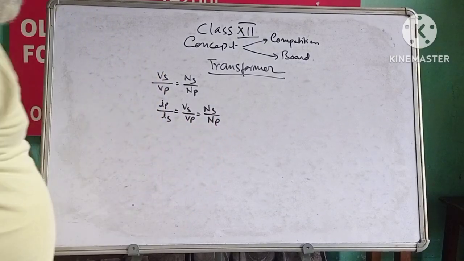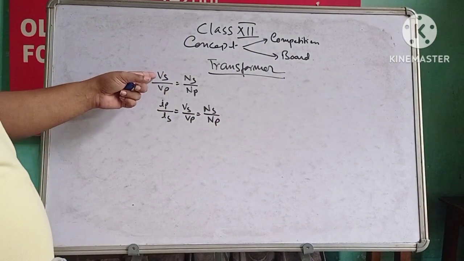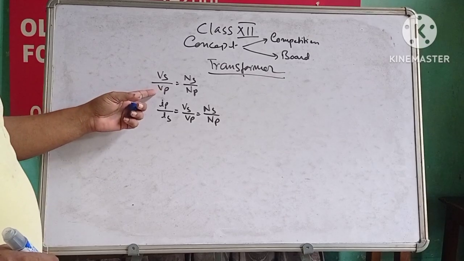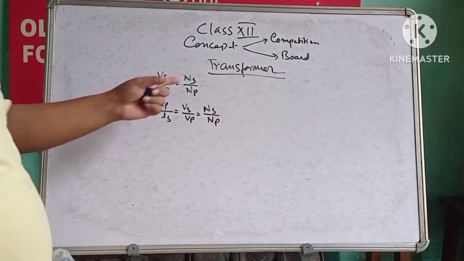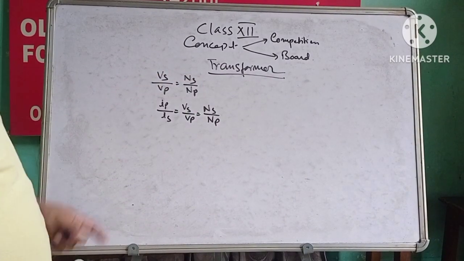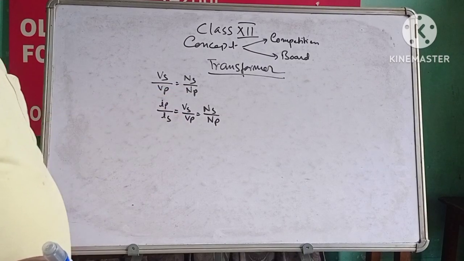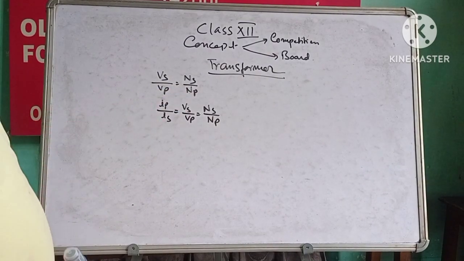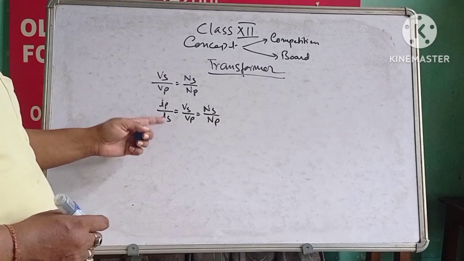So let me clarify it. Vs is the potential on the secondary coil and Vp is the potential on the primary coil. Ns is the number of turns in the secondary coil. Np is the number of turns in the primary coil. Ip is the current in the primary coil. Is is the current in the secondary coil.